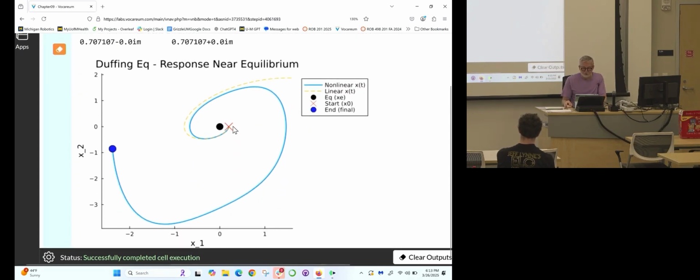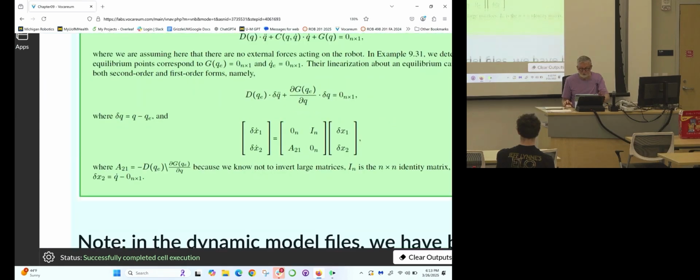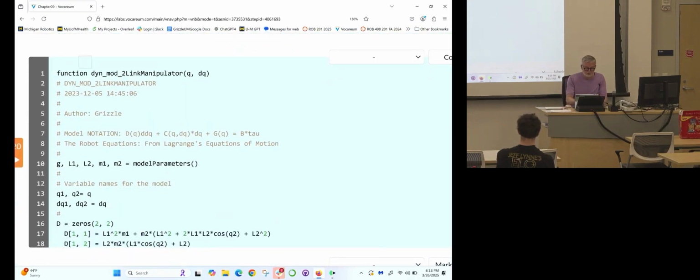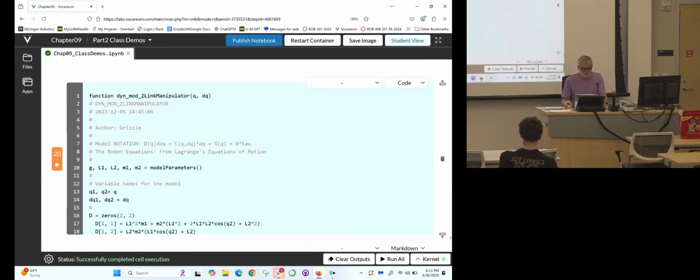And notice, here's where we started. Here's the equilibrium. The nonlinear system is not going back to the equilibrium. The linear system is deviating from it after a while. But the linear analysis tells us that we are not returning to the equilibrium. But you read the linearization of the robotic equations on your own.